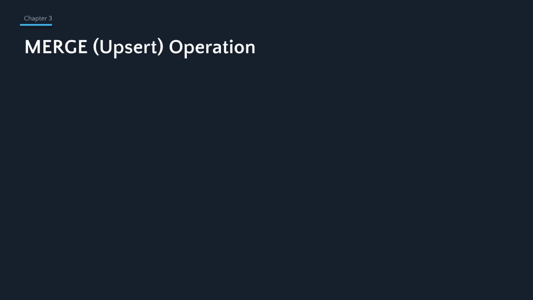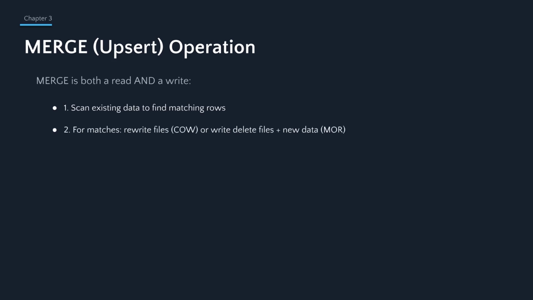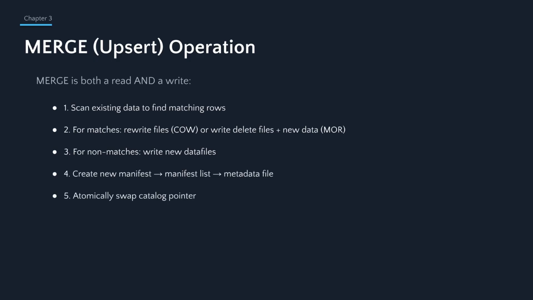Now let's talk about merge, which is the upsert operation. This is more complex because it's both a read and a write. The engine first reads existing data to find matching rows. For matches, depending on your configuration, it either rewrites entire data files with the changes applied, that's copy on write, or it writes delete files plus new data files, that's merge on read. For rows that don't match, it simply inserts them as new data files. Then the same metadata dance happens. New manifest files, new manifest list, new metadata file, atomic catalog swap.